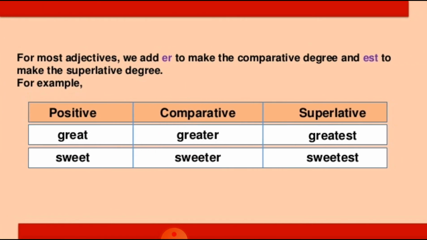For most adjectives we add er to make the comparative degree and est to make the superlative degree. For example, we can see over here positive, comparative and superlative degree: great, greater, greatest. In comparative degree we add er and in superlative degree we add est. Same way, sweet, sweeter, sweetest.